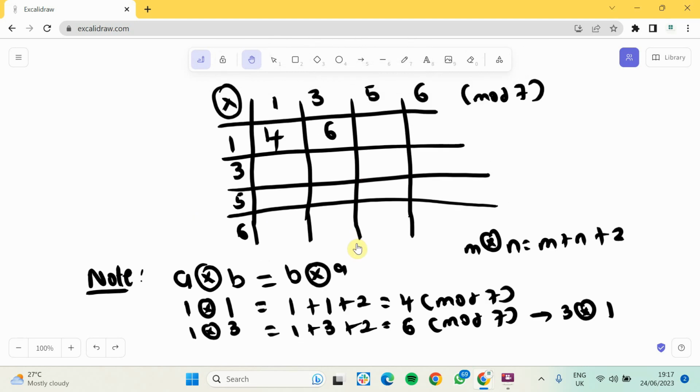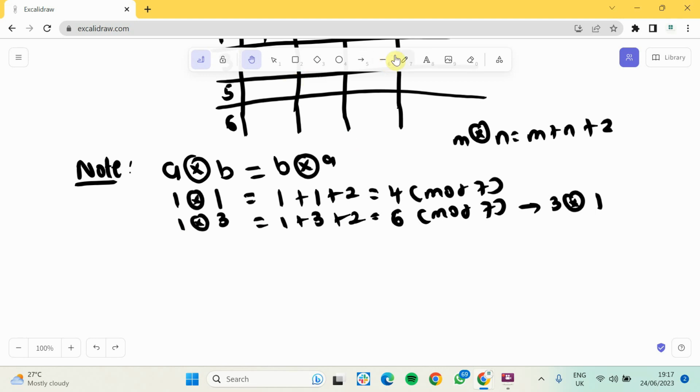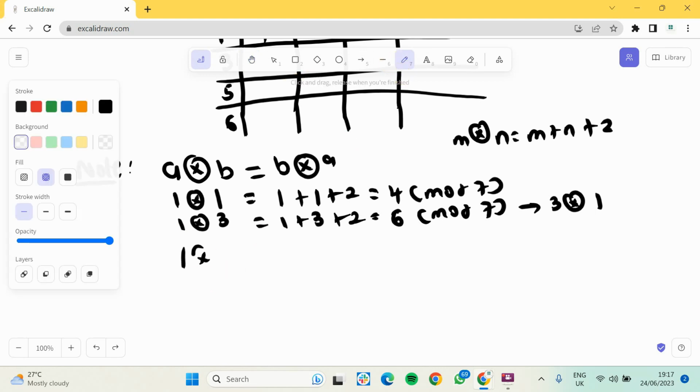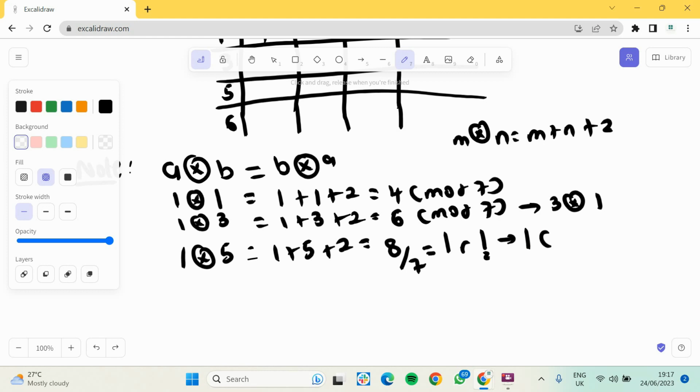So the next thing that we're going to be doing is 1 star 5. That will give us the next value. So 1 star 5 will be 1 plus 5 plus 2. 1 plus 5 plus 2 is going to give me 6 plus 2, which is 8. Now this 8, is it up to this mod that I'm working in? Yes. So I have to divide it by the mod, so 8 divided by 7. That will be 1 with the remainder of 1. The remainder here is the result in mod 7, and that will be 1 mod 7. If any of this is strange, look at our playlists under modular arithmetic.